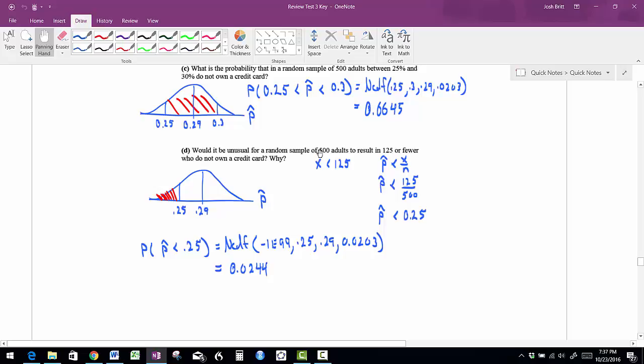125 or fewer out of the 500. Remember, you have to get the percent. So less than a quarter.